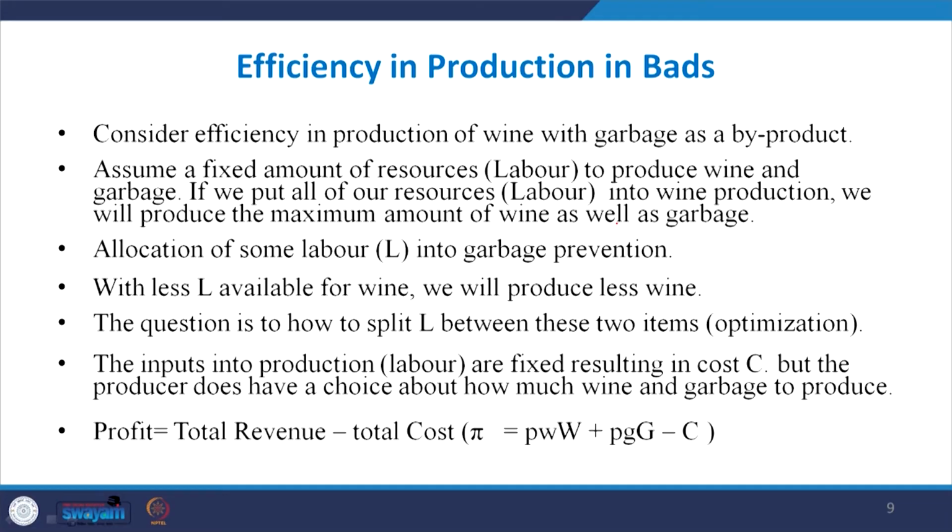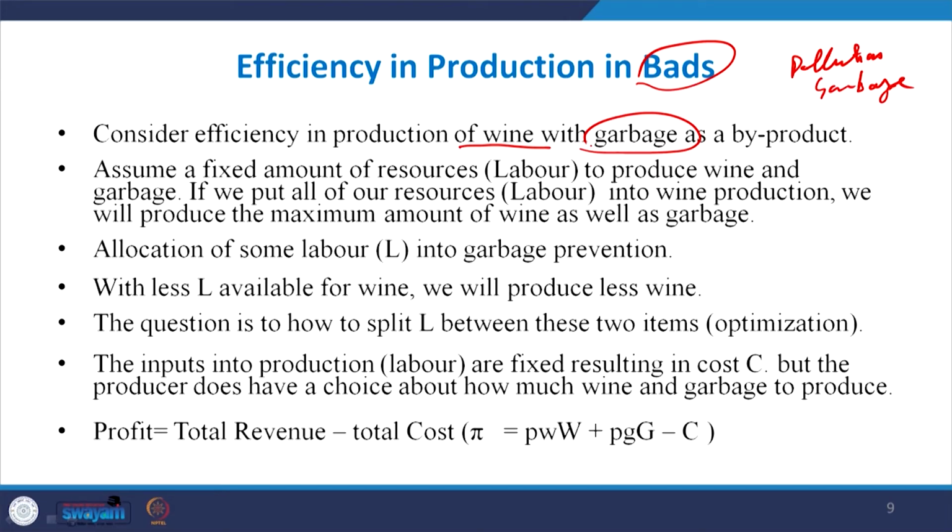Now, if we introduce the same concept in achieving production efficiency when we have a bad product, like pollution or garbage. So, when any company is producing a good product, then waste is also generated. So, consider the efficiency of production of wine. Suppose we take now only the production of wine. So, a company is producing wine, but when wine is produced, garbage is also produced as a byproduct.